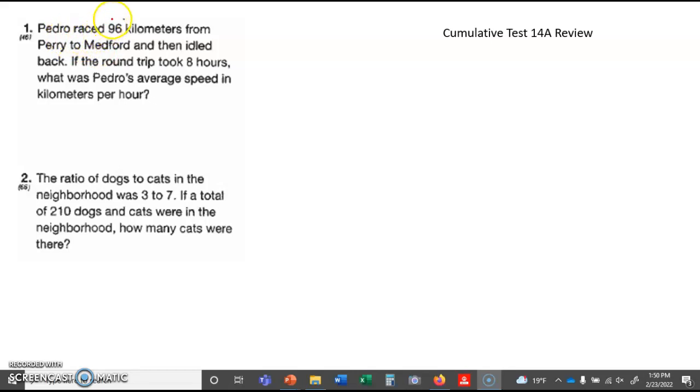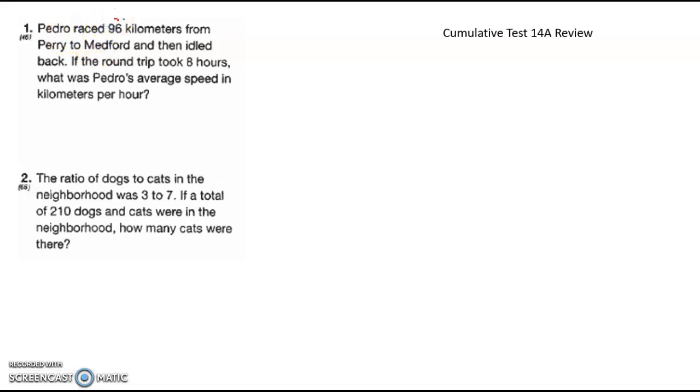Pedro raced 96 kilometers from Perry to Medford and then biked back. If the round trip took 8 hours, what was Pedro's average speed in kilometers per hour? So the problem tells us what it wants. It wants kilometers. That's our per line, hour. We're going to put our kilometers here on the top, 96. We're going to put our hours here on the bottom, 8. And we're going to divide.